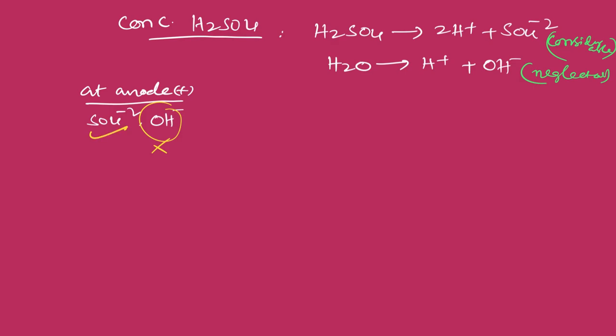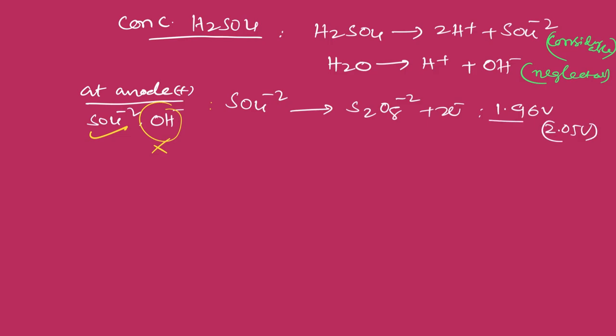This is the considerable amount. Therefore this one, SO4 2-, is converted into S2O8 2- plus 2 electrons. Its potential value in the book is 1.96 volt or 2.05 volt given, anyway a higher value. At the end of the textbook the value is given as 2.05 volt, and in the textbook explanation 1.96. Anyway, it is a higher value. And this is the anode reaction; OH- is negligible, not writing here.